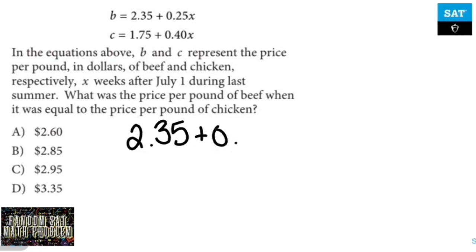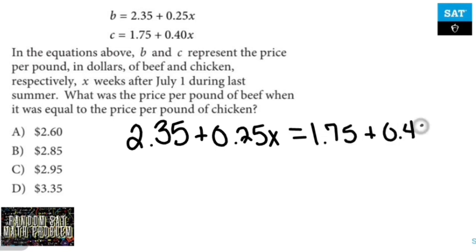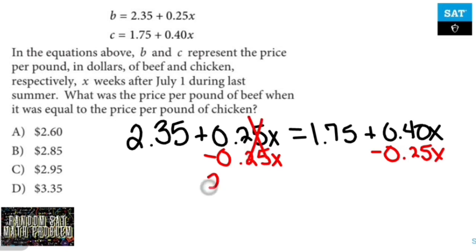2.35 plus 0.25x equals 1.75 plus 0.40x. So what we have is an equation with variables on both sides of the equal sign. I'm going to subtract out the smallest version of my variable, because that's just the way I do it. You could still subtract 0.4x from both sides and be fine, but I like getting rid of the smaller version. That way it keeps my x positive. So that becomes 2.35 equals 1.75 plus 0.15x.